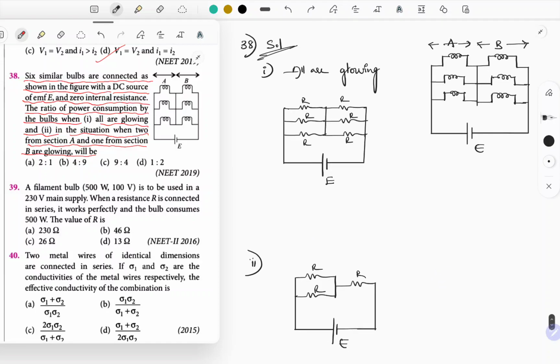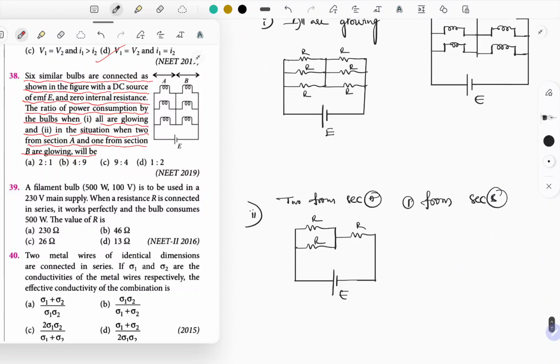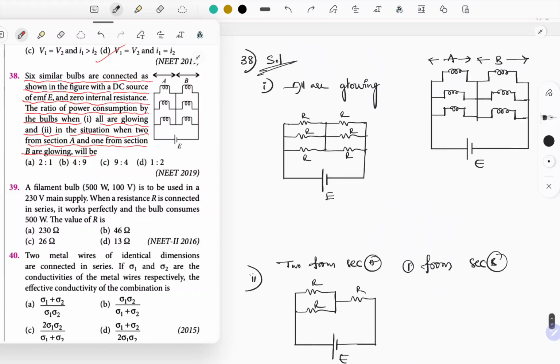But in situation 2, what they are saying is 2 from section A and 1 from section B are glowing. Okay, so if 2 from section A are glowing, only 2 resistors are drawn. Only one from section B, in the sense only one resistor, remaining are turned off. There is no current flow through those. If there is no current flow, then we can remove those resistors. That is the meaning.